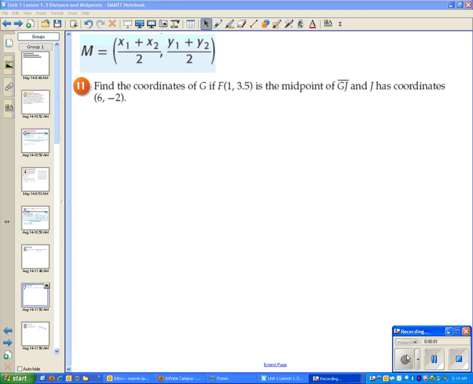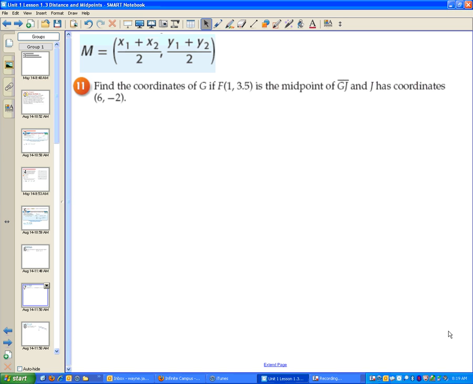Now, whenever they're asking us for one of the endpoints instead of the midpoint, we're going to use the midpoint formula, but we're going to use it differently. Okay? So let me show you this. I think the way we write the midpoint formula is pretty convenient, pretty easy to understand, fairly easy to use, right? That wasn't a whole lot of trouble.